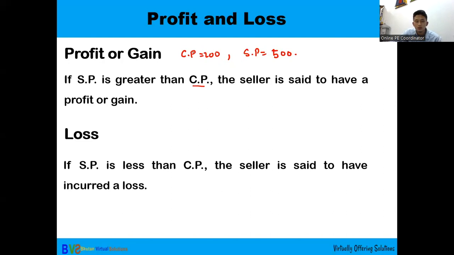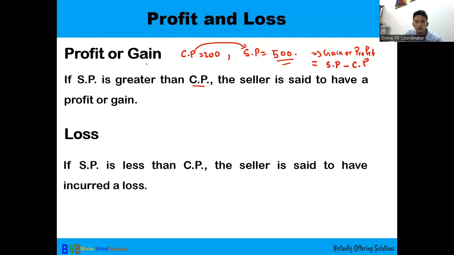What does it mean now? Compared to the cost price, the price increased, you are selling it at 500. So the excess amount, you will call it gain or profit. So the formula for gain or profit is: you will write it as selling price minus cost price.